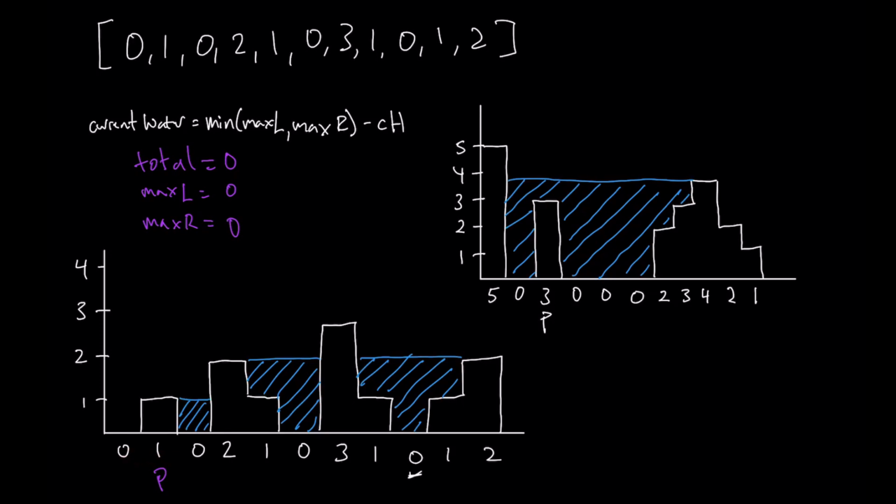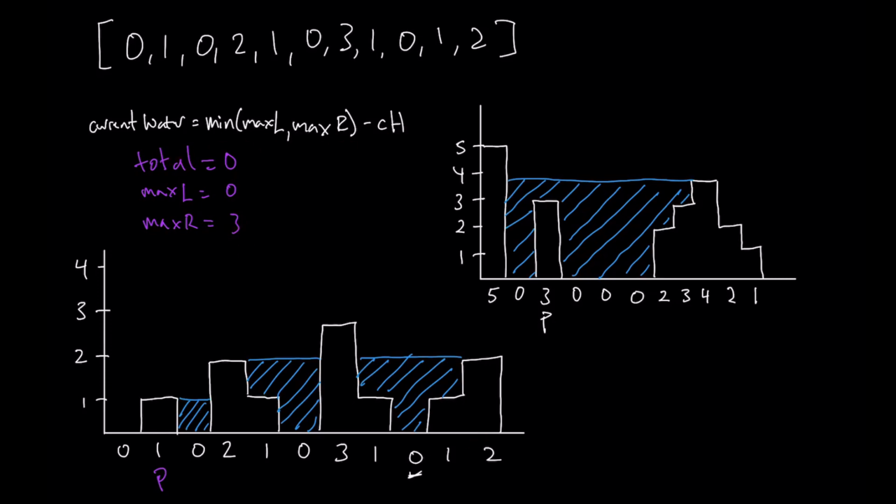We go left. Is 0 greater than 0? It's not, doesn't matter anyways. 0 is our max left. Then we go right. 0 is not greater than 0, so it doesn't matter. 2, though, is greater than 0, so we replace this 0 with a 2. 1 is not less than 2, so we keep the 2. 0 is not less than 2, we keep the 2. 3 is greater than 2, so we now increase this to 3. 1 is not greater than 3, so we keep the 3. 0's less than 3, we keep the 3. 1 is less than 3, 2 is less than 3.